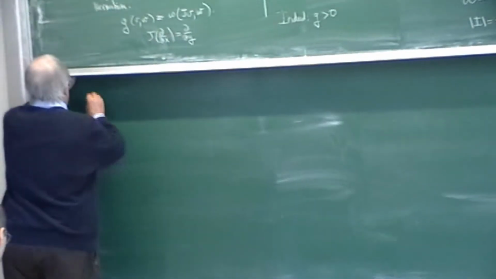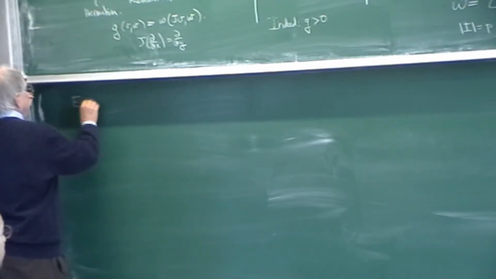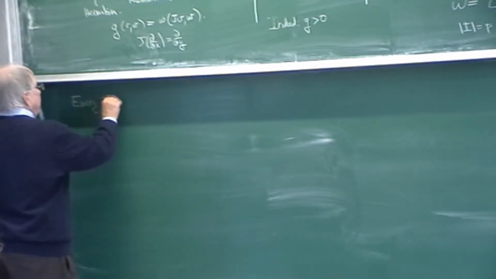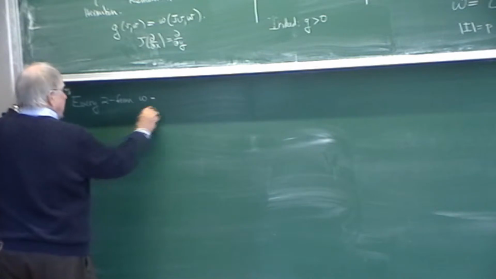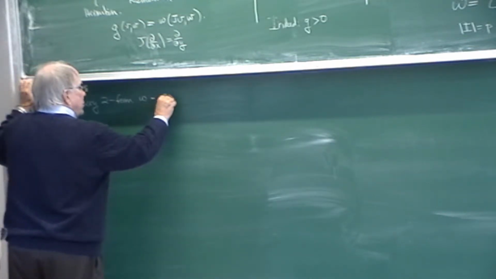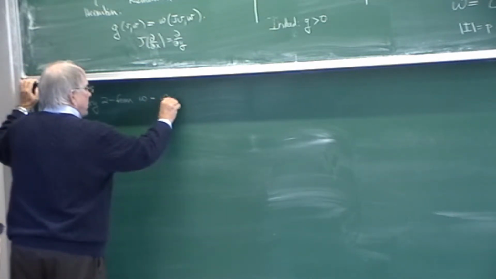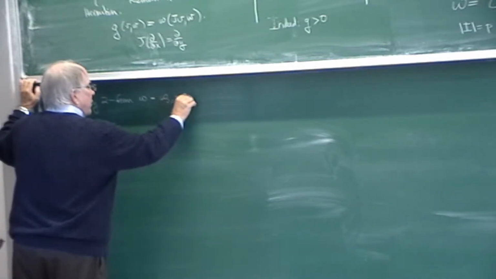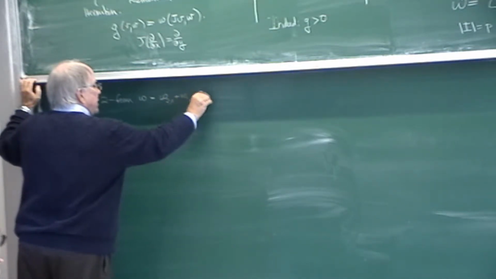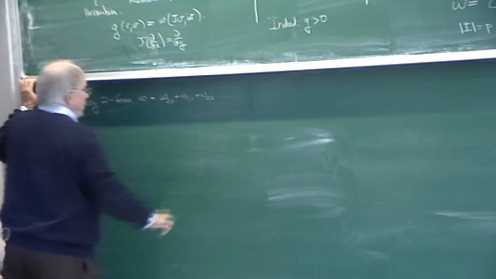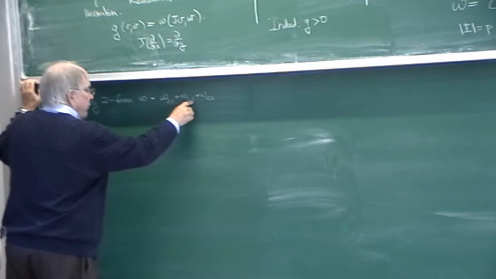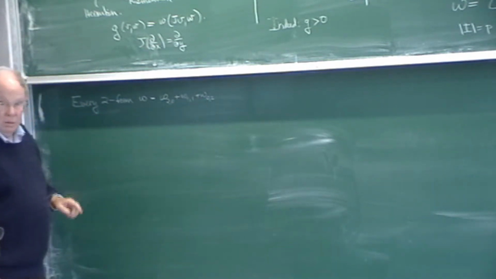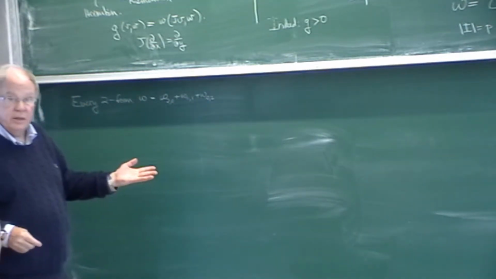So every two form, omega, equals, say, omega 2-0 plus omega 1-1 plus omega 0-2. Right. This is a 2-0 form, a 1-1 form, and a 0-2 form. That's all you get. Those are the only possibilities for dimension 2.